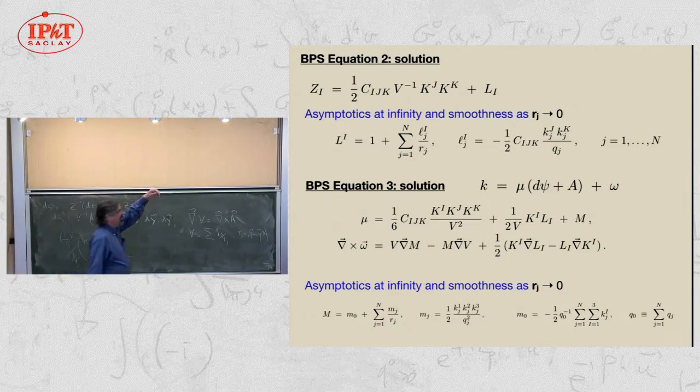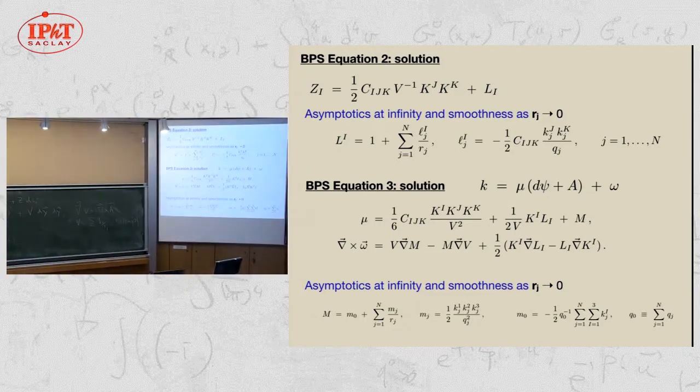There's a constant term you can add to L_I. I normalize it to be 1. That's just a useful way of normalizing what will ultimately be the scalar fields or the compactification factors. But there is a constant term, and that fixes the asymptotics. As r goes to infinity, Z goes to 1.